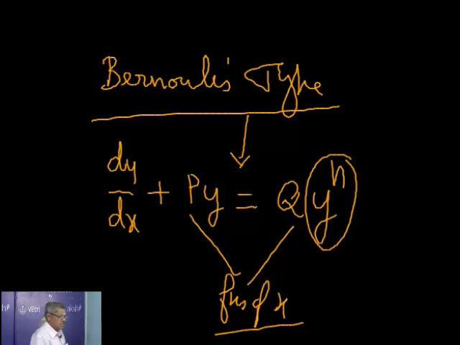The procedure is: divide by y power n and give a proper substitution to reduce it to a linear equation. That's all. We'll solve one problem in this. Carefully we'll do it.